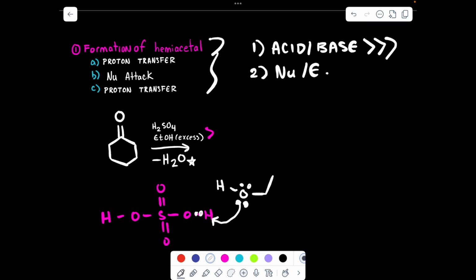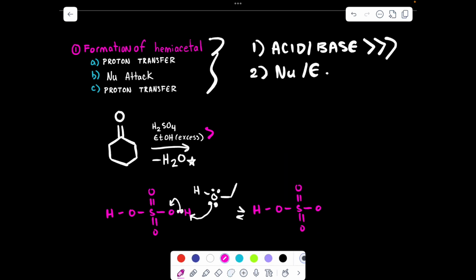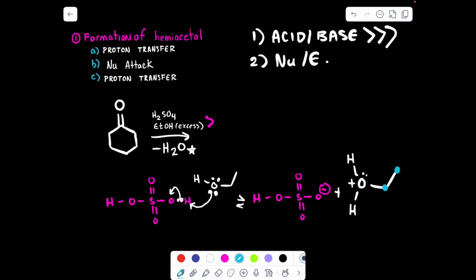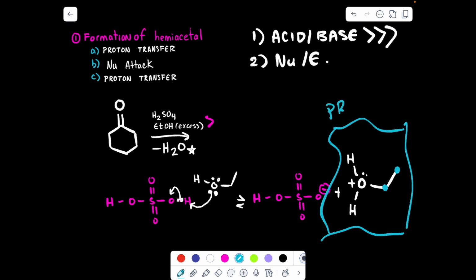2 in, 2 up. So you get this equilibrium where you have an O minus and then plus an O that has two hydrogens. Oh no, it's positively charged. Yes. Therefore, this is going to be our proton source. So we've just generated the proton source for the what?